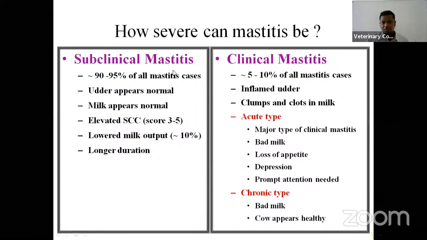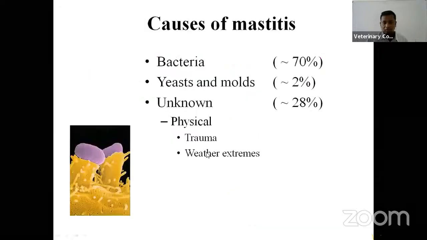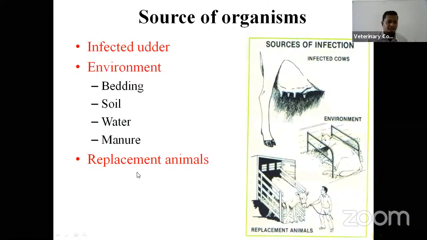And as I told you earlier, mastitis is of two kinds: clinical mastitis and subclinical mastitis. The clinical mastitis is less observed, while subclinical mastitis is more observed. It can only be detected by a lab test or a cow side test such as the California mastitis test, while clinical mastitis can be detected by changes in the cow, the udder, or the milk. And various kinds of organisms are responsible for mastitis.